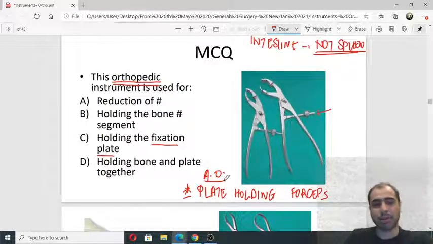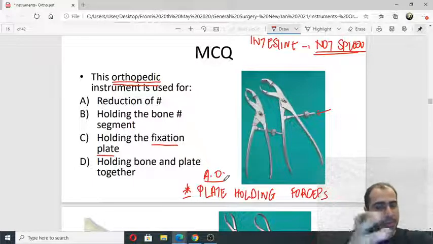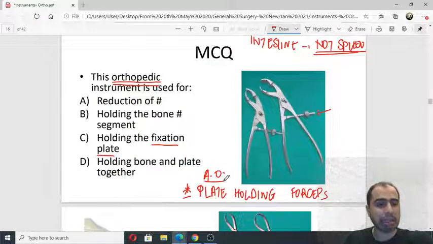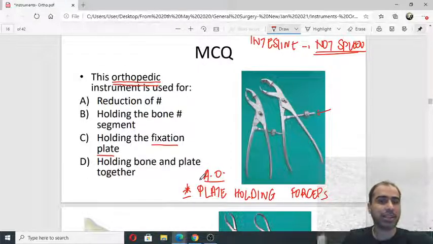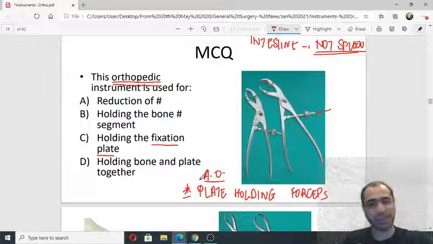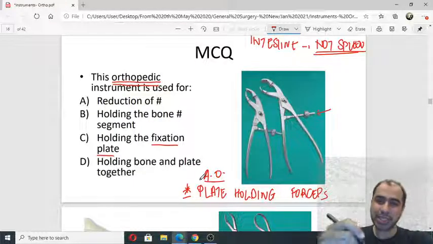AO, it's a German name of a Swiss place, of a very big institute of orthopedicians, where they design a lot of instruments for fractures. So you must have read in orthopedic books, AO. Don't ask me the full form, it's a slightly complicated name. That AO is the institute, I believe it's in Switzerland, where they design a lot of orthopedic instruments for fractures, joint problems, all those. So they are instrument designing institutes. Yeah, that's what Sujay is saying. You don't need to know the full form. So it is a plate holding forceps.